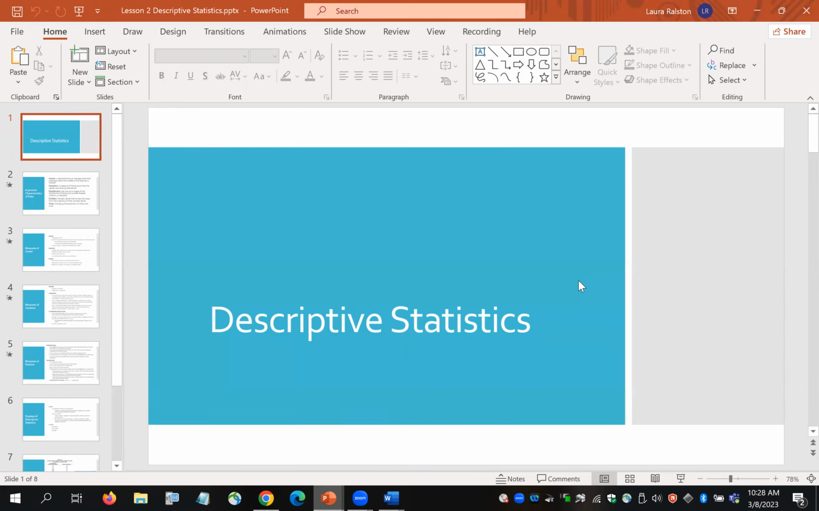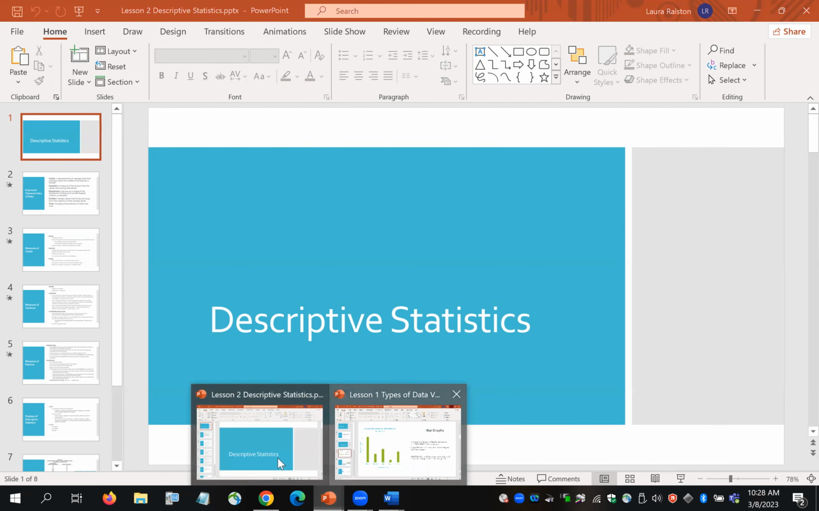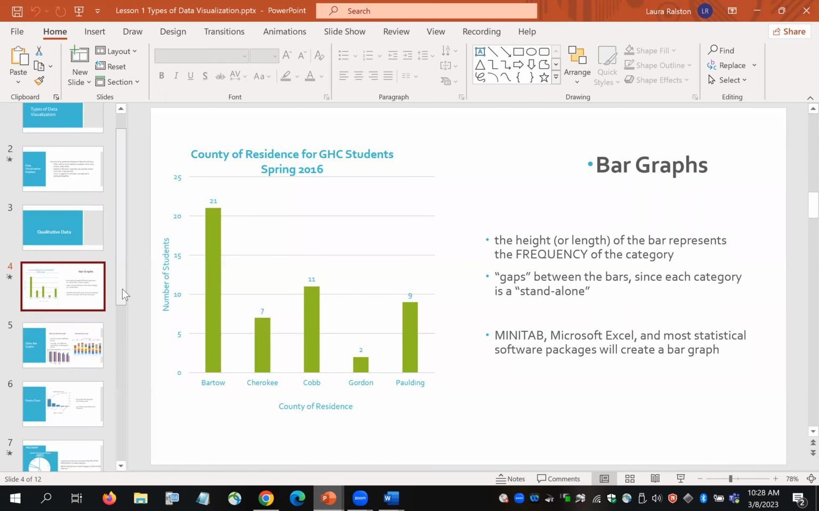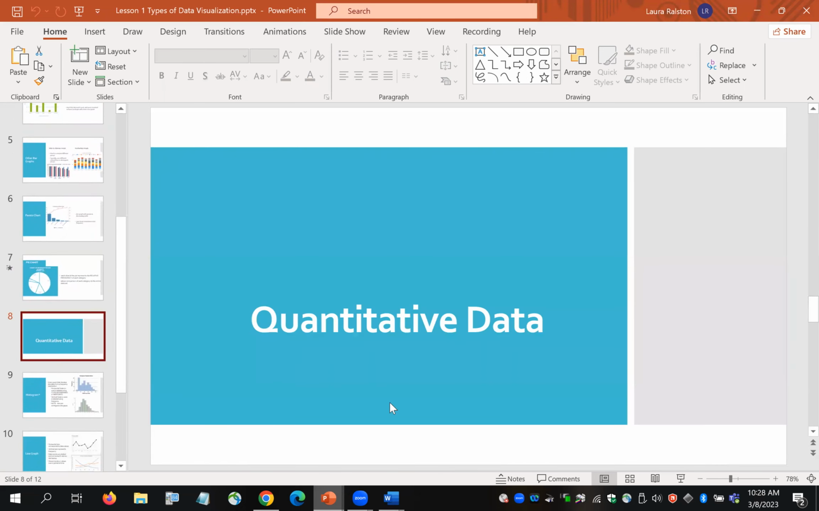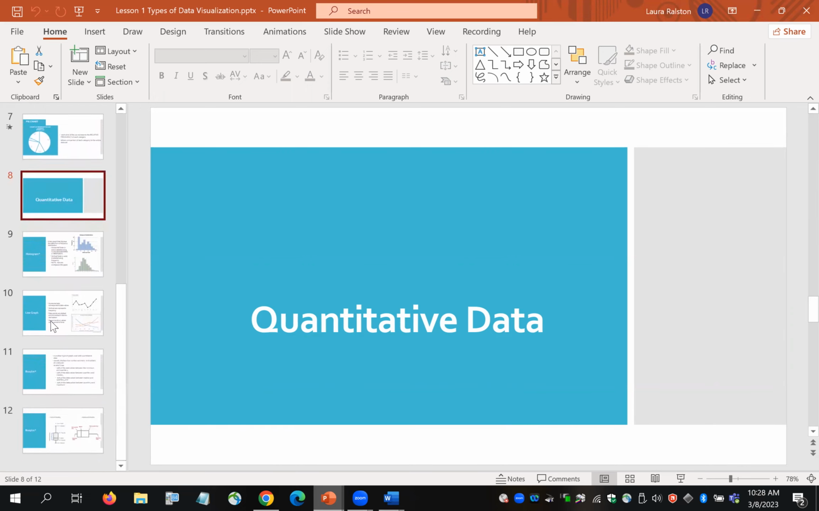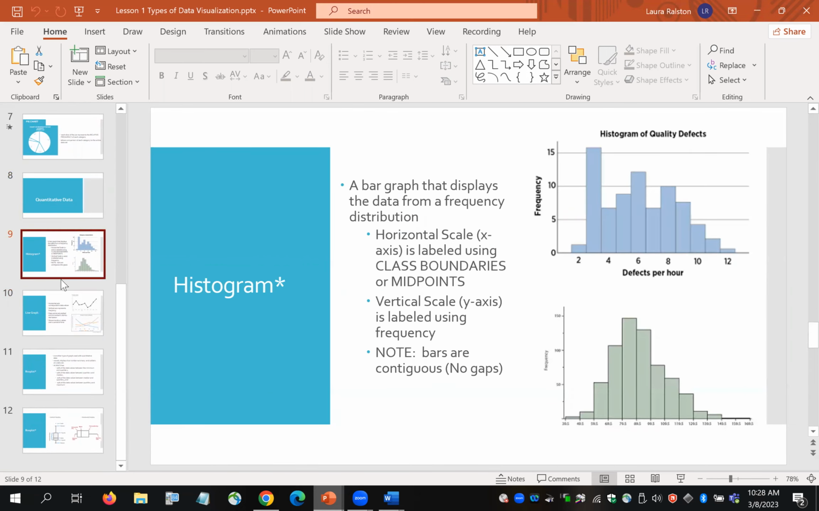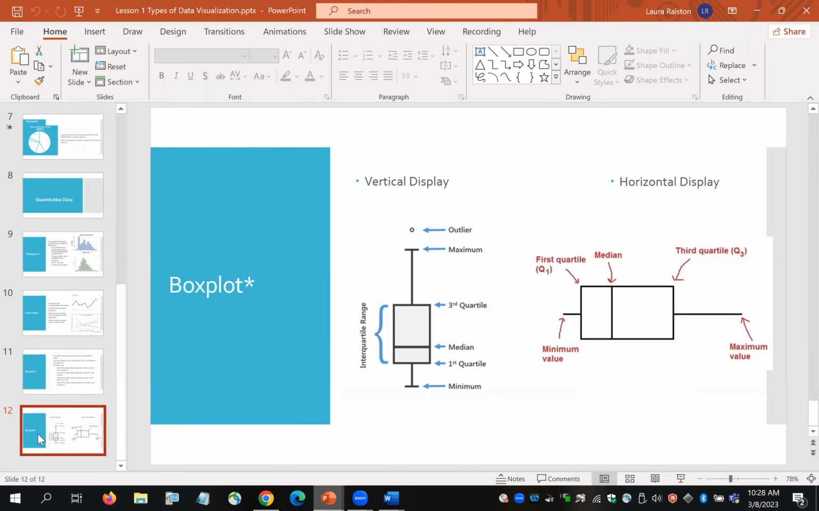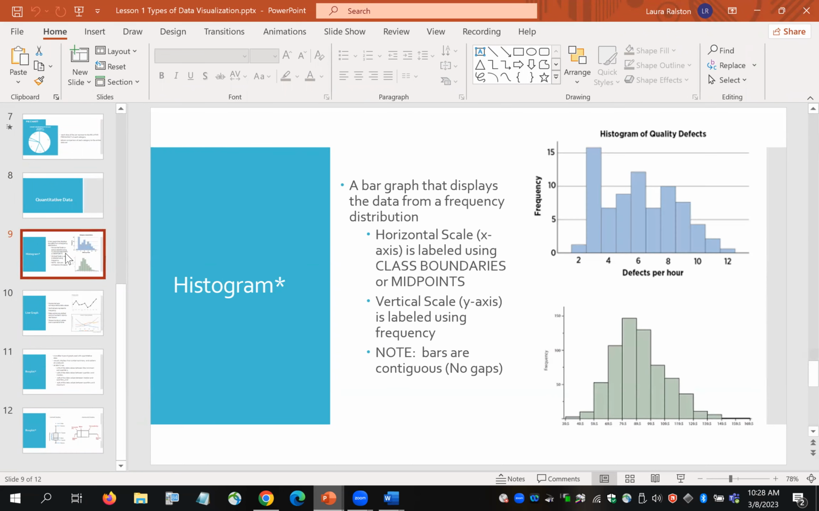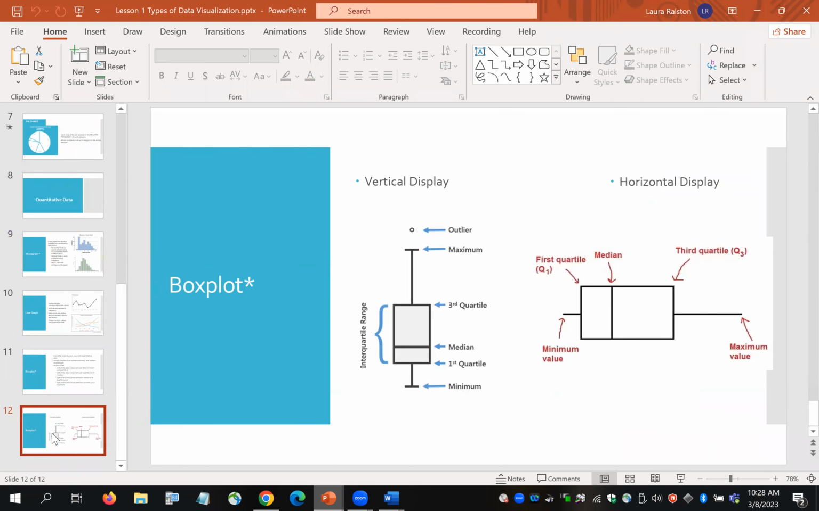Okay, so our focus now is going to shift to quantitative data. We did talk about quantitative data and the types of graphs we can create. The two that you're going to be expected to do are a histogram and a box plot. Okay, a histogram and a box plot.